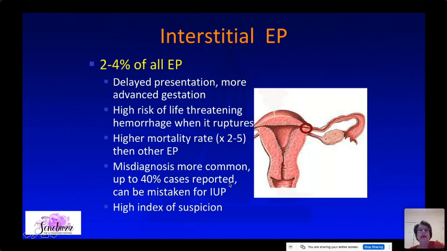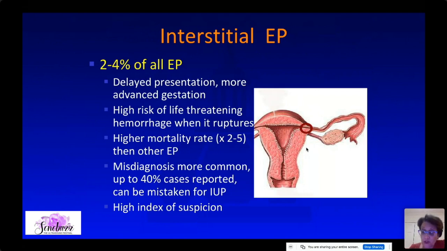They represent about 2 to 4% of all ectopic pregnancies, but the reason they are dangerous is that they tend to have a delayed presentation with more advanced gestation. Because there are very large vessels in this area supplied by the uterine artery, there is a high risk of life-threatening hemorrhage when the pregnancy ruptures. These are the patients that may become hypovolemic and hypotensive very, very quickly. So they have a higher morbidity and mortality compared to the other ectopic pregnancies.